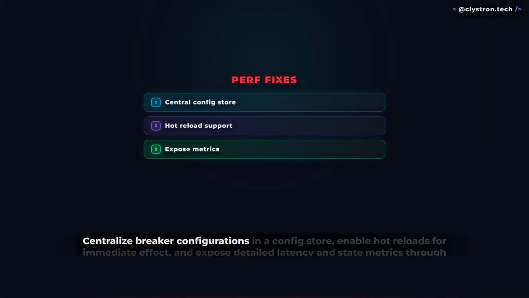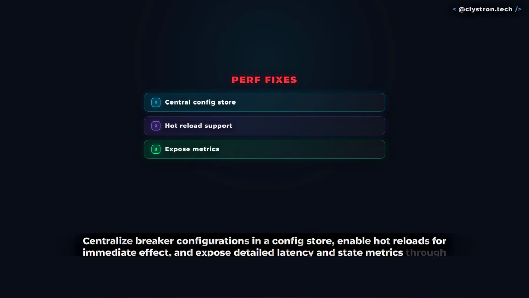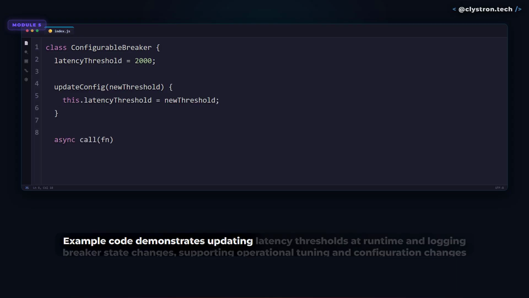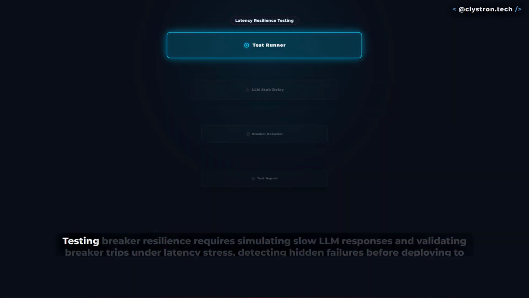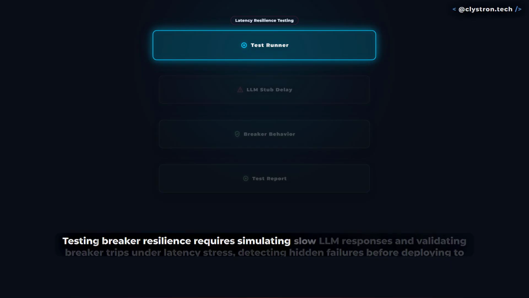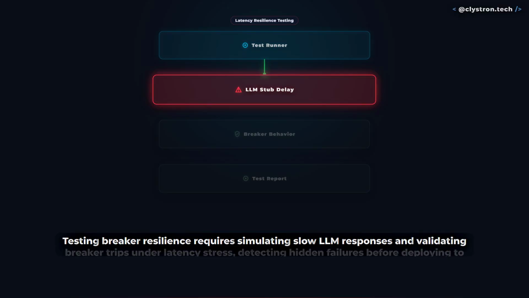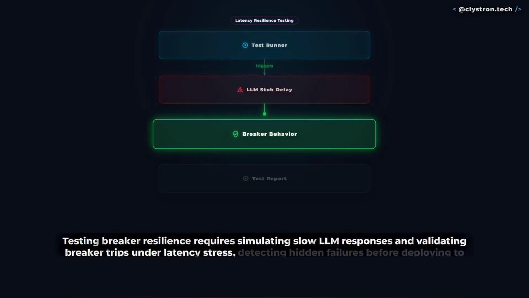Centralize breaker configurations in a config store, enable hot reloads for immediate effect, and expose detailed latency and state metrics through monitoring dashboards to improve operational visibility and troubleshooting. Example code demonstrates updating latency thresholds at runtime and logging breaker state changes, supporting operational tuning and configuration changes without requiring downtime or redeployment.